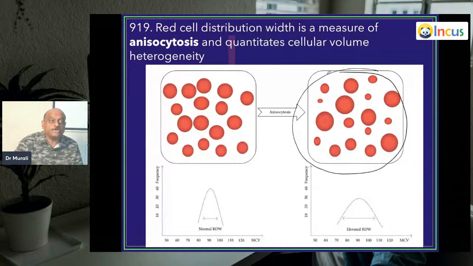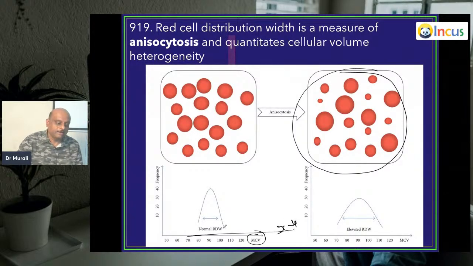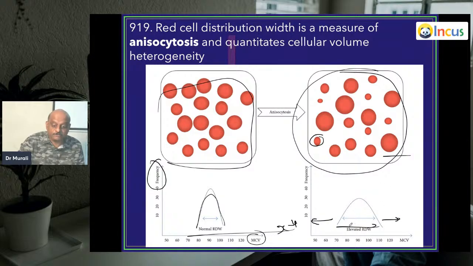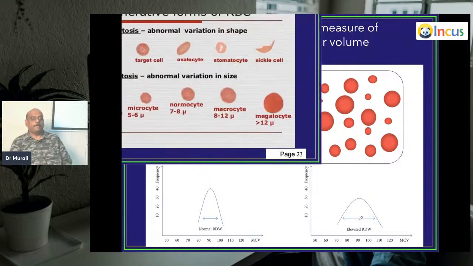Whenever anisocytosis is there, one big cell, one small cell, you are plotting the size on the x-axis, number on the y-axis. If everything is uniformly produced, then RDW will be normal. But if you have small on one side and very large on the other side, then the width of this graph will increase, which is called elevated RDW. Always an elevated RDW is a sign of anisocytosis is what you need to remember.